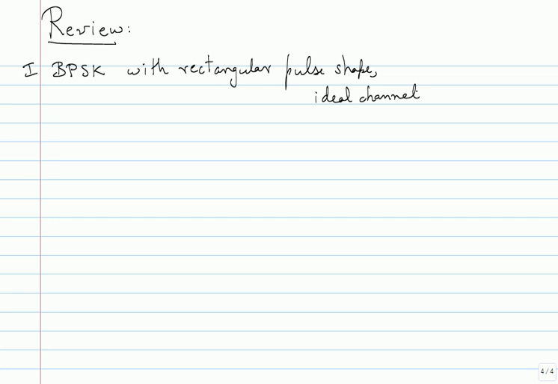The first thing I'm going to review is BPSK with rectangular pulse shape and ideal channel. This is the easiest. Once again, how does this look? You have a symbol sequence which is plus ones and minus ones, and you have a rectangular pulse shape which is one between 0 and T. T is the symbol period. You get a signal out which you up convert by multiplying by e power j 2 pi fc t, and then you take the real part. That gives you x2 of t.